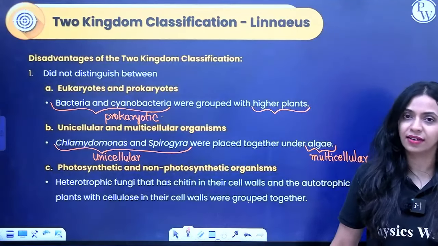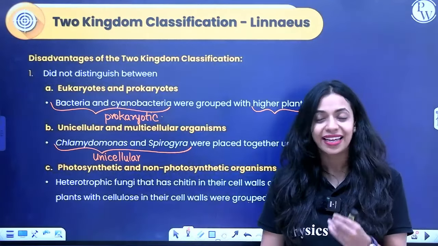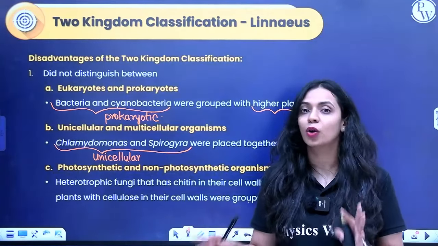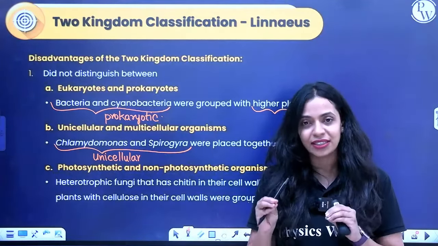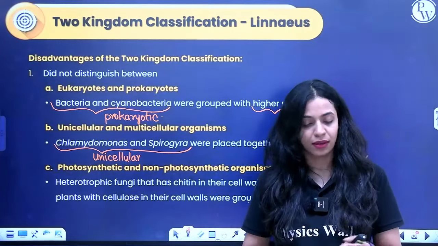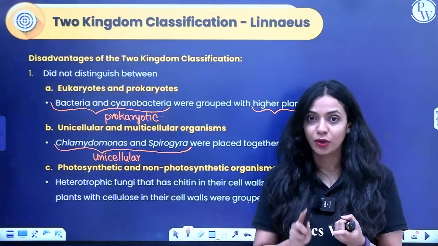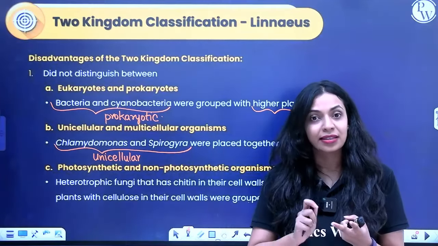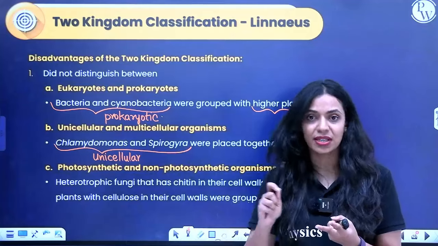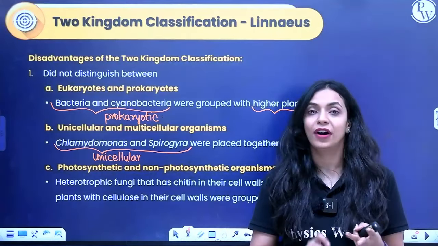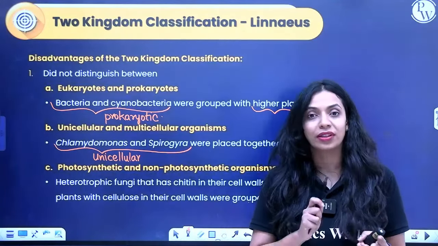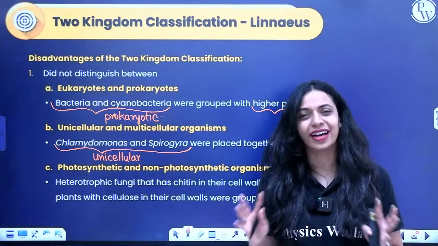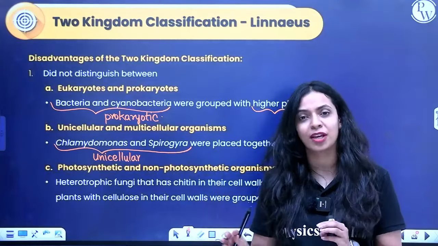The third disadvantage is it did not take into consideration the mode of nutrition. Now, if you look at the plant kingdom, according to the two kingdom classification, everything that has a cell wall has to be grouped in that. If you look at bacteria, they are prokaryotic but have a peptidoglycan cell wall. Next, if you look at algae, they are eukaryotic but they have a cellulosic cell wall. Finally, look at fungi. Fungi have a cell wall made up of chitin and they are not autotrophic, they are heterotrophic, right?